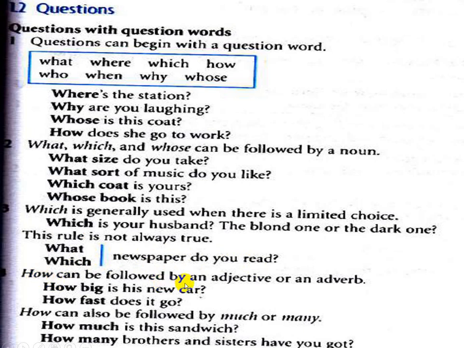How can be followed by an adjective or an adverb. So after how comes either an adjective or adverb. For example, how big is his new car? How fast does it work? How can also be followed by much or many, not only by an adjective or an adverb. How much is this sandwich? How many brothers and sisters have you got?